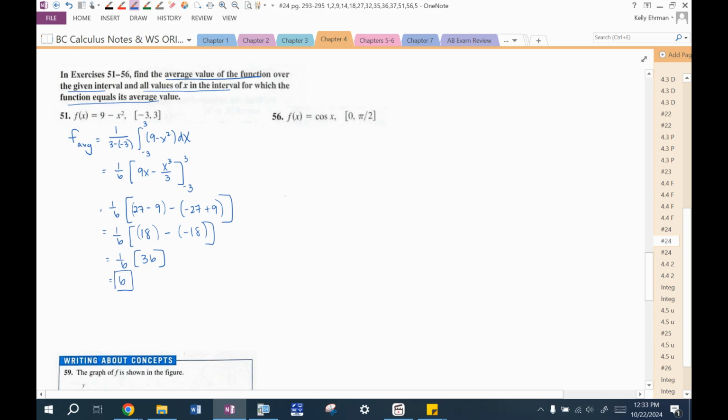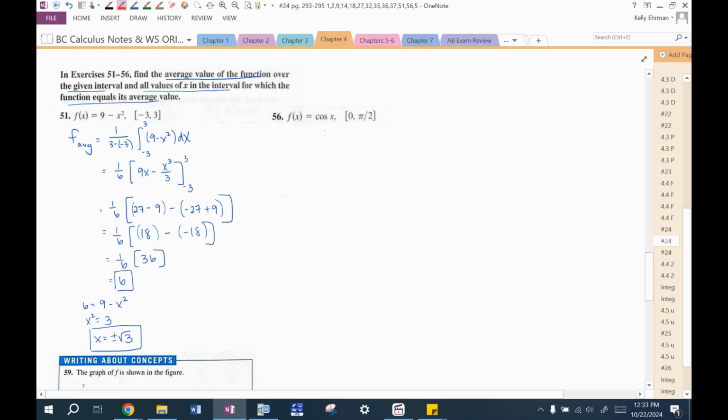Okay, and then we were also supposed to find all values of x for which f of x equals 6. So when is 6 equal to 9 minus x squared? So add x squared over here, subtract 6. When x is plus or minus radical 3, both of those numbers fall between -3 and 3. They're like 1 point something. So yeah, those are the two values there.